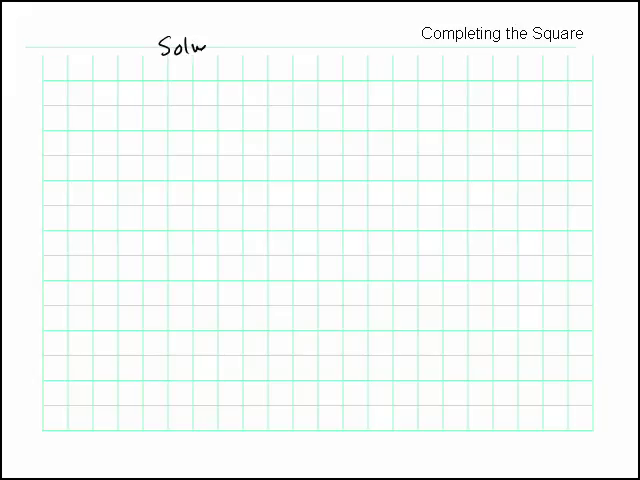Solve. 2x squared minus 4x minus 5 equals 0. Now, I'm going to move the 5 over to the right side. But there's one extra step involved here, and that is this.